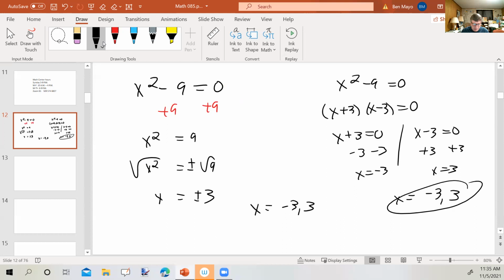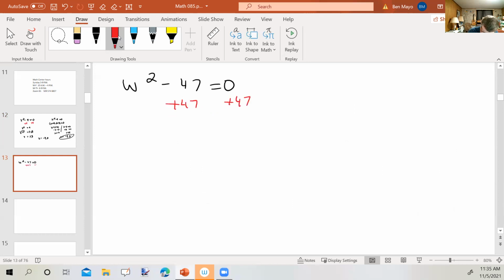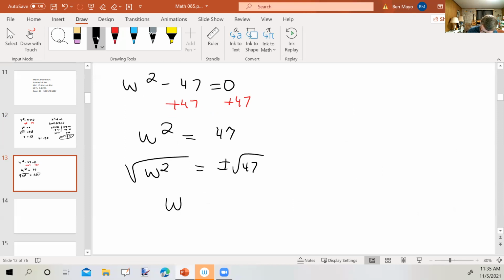Okay. All right, now let's go back and take a look at that one I put up there before. W squared minus 47 equals 0. We're going to add 47 to both sides of the equation. W squared equals 47. We're going to take the square root of both sides. Don't forget the plus or minus. Now, 47 is not a perfect square and does not contain any perfect square factors other than 1. So our two answers, W equals the square root of 47 and negative the square root of 47.